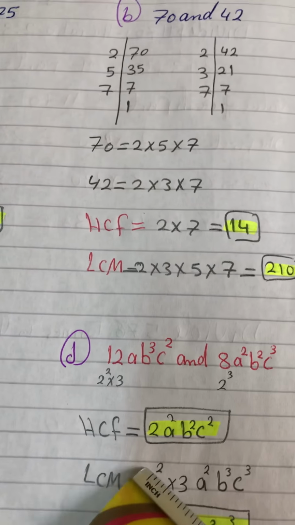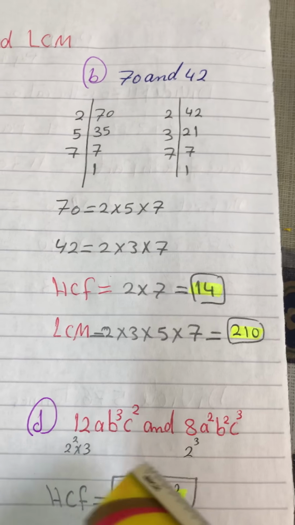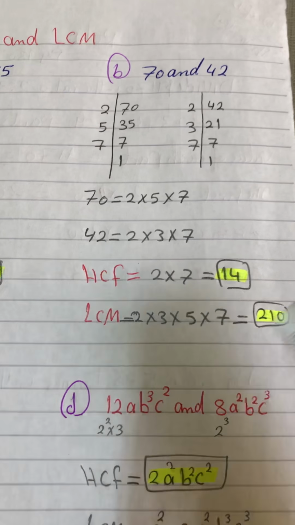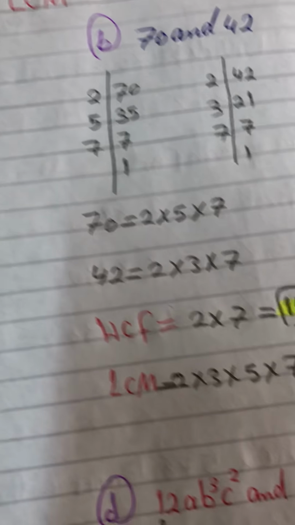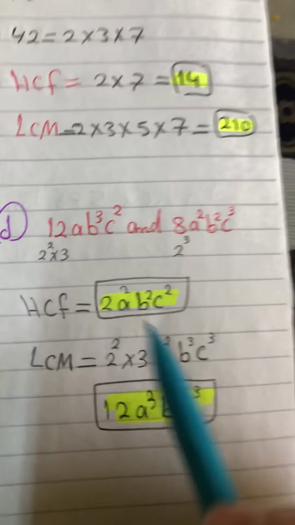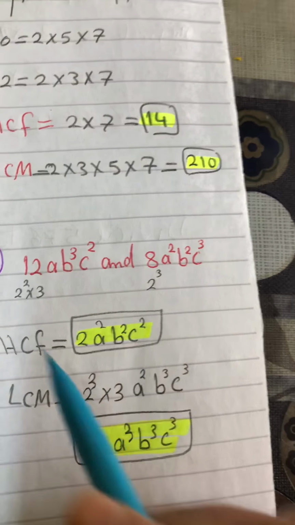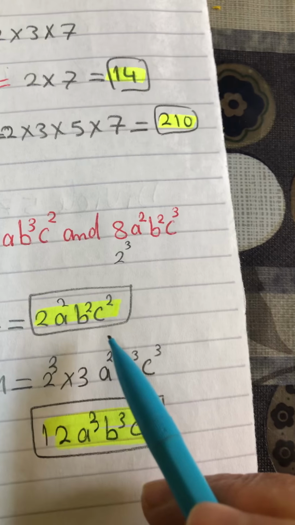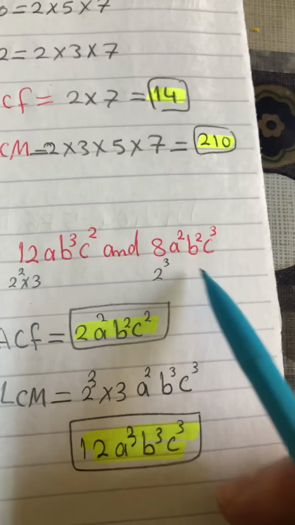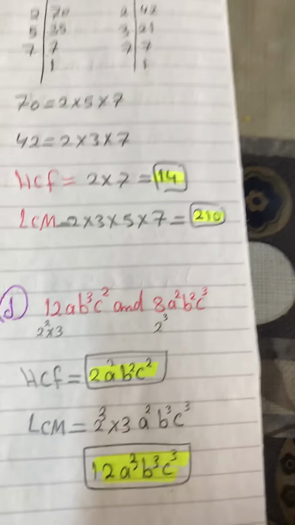What about the least common multiple? For the least common multiple, I take 2, 3, and also 2 repeated. Which 2? I'll take it with the highest power. So I'll take 2 power 3. I'll take the common 2 power 3 multiplied by 3, and I'll take A with the highest power 2, B with the highest power 3, and C with the highest power 3 also.